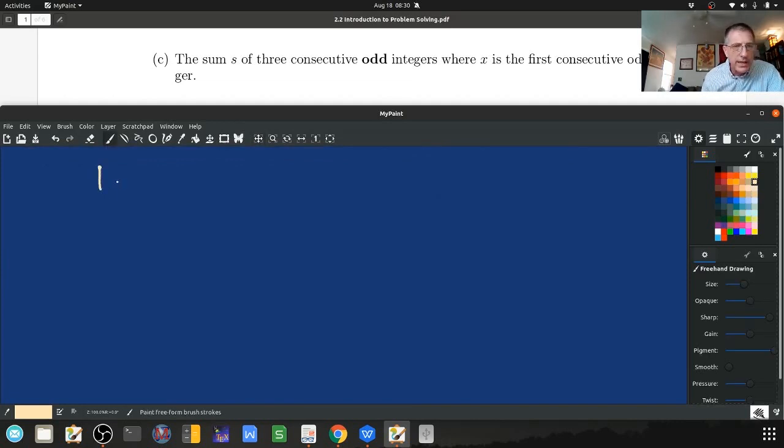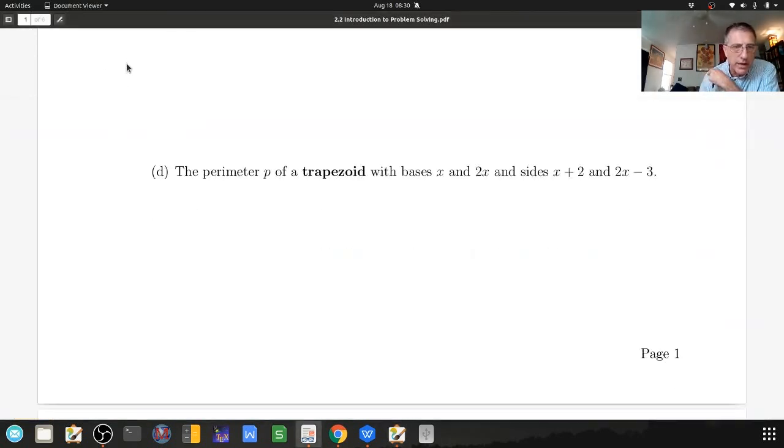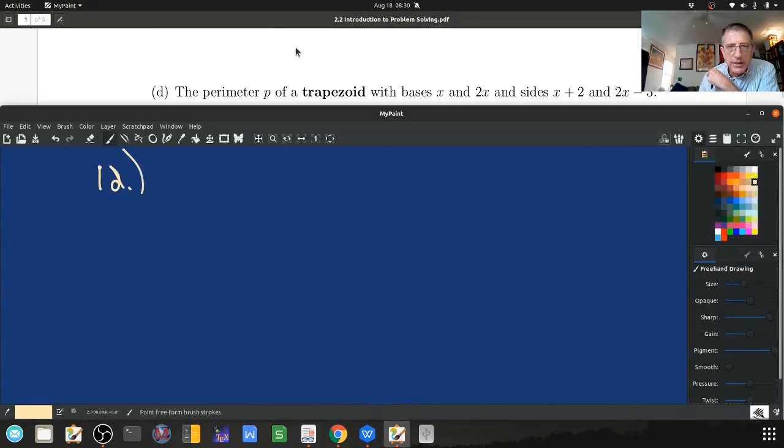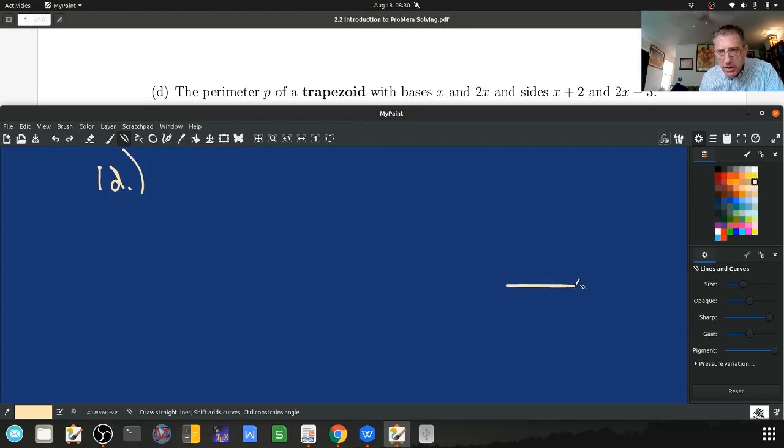So 1D. You should try to do this one on your own. You've kind of got the hang of it. The only thing you might need here is a picture. And I'll draw a quick picture for you as a trapezoid. Not that way though. Let me get the drawing tools. Basically, I'm just going to draw a simple one.